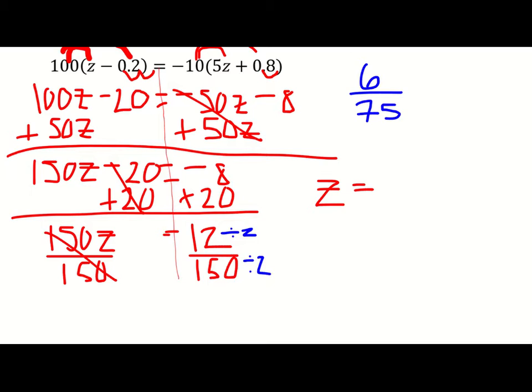Now, looking at those, I want to think, can I simplify it more? Well, I know I can't divide by 2 because 75 is not even. However, if I think about 3, I know that 3 goes into both 6 and 75. So I'm actually going to divide one more time, both of these by 3. 6 divided by 3 is 2, and 75 divided by 3 is 25. And I know that fraction's not going to simplify again. So my final answer to this equation is z equals 2 over 25.